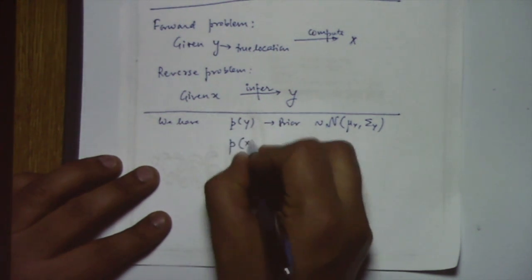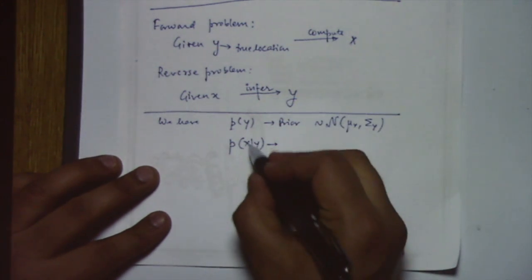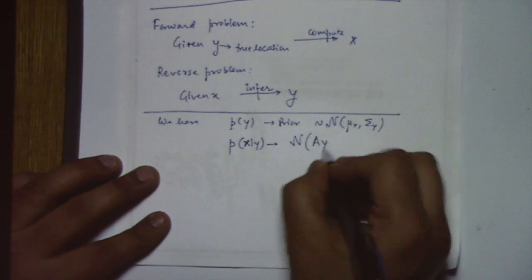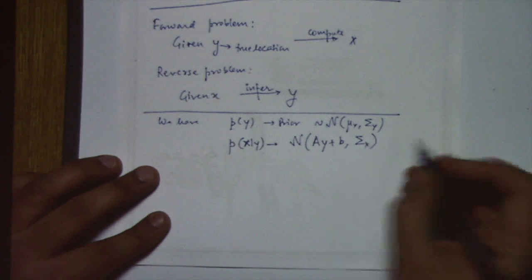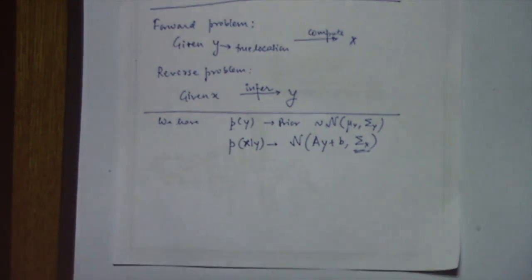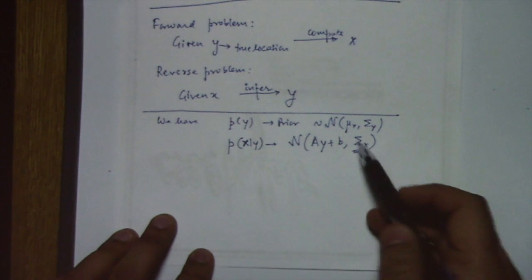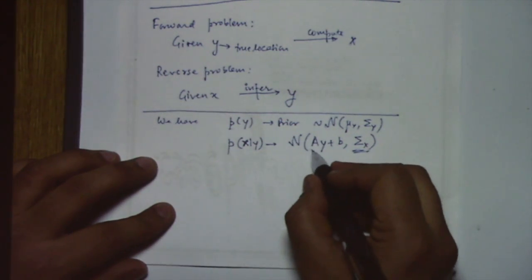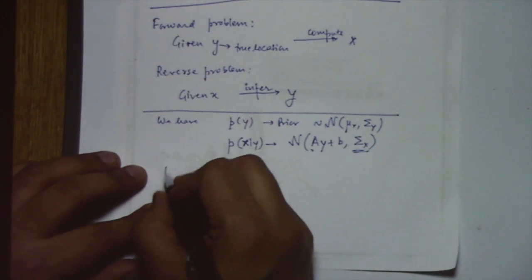And then you have P(x given y), which is how this is converted: x = A y + b. This tells you your confidence in the observation. We assume that we know all of this: we know A, we know B, we know this. So our job is to find the posterior.